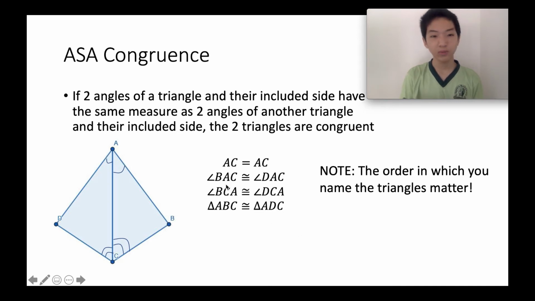Now, in case you're wondering what an included side or angle means, in this case, the included side is the side between the two angles. So if we're looking at angles BAC and BCA, the side between them is AC. And if you're talking about an included angle, it's the angle between the sides. So if you're looking at sides CA and AB, the included angle would be angle CAB.